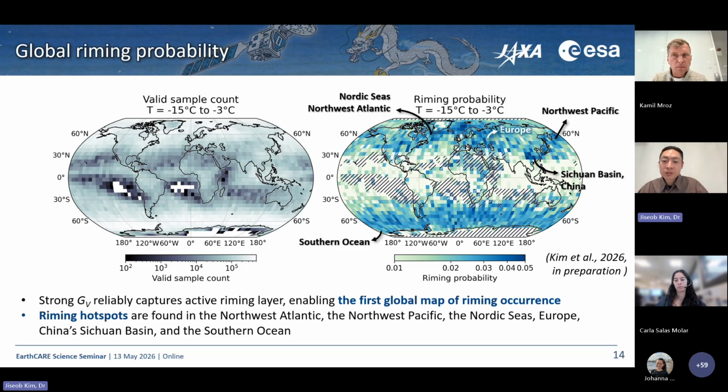So I'd like to say that riming is not random. It usually requires some mechanism that supports and sustains the mixed-phase environment. So this could be frontal lifting, waves, or turbulence driven by cloud-radiation interaction. And in stratiform clouds, riming is actually a very efficient process for producing heavy precipitation. So I think riming is a very important process for weather and climate models. And we believe EarthCARE can provide a useful observational constraint for evaluating this process.